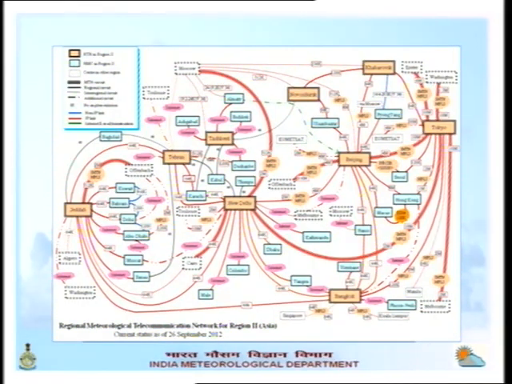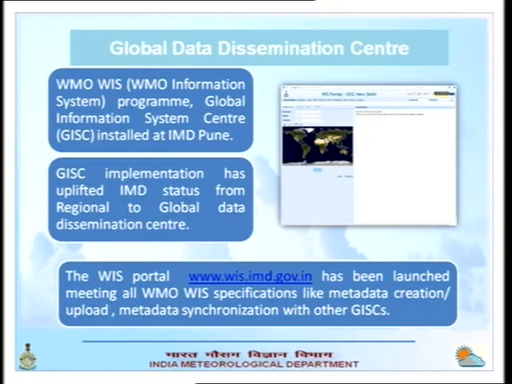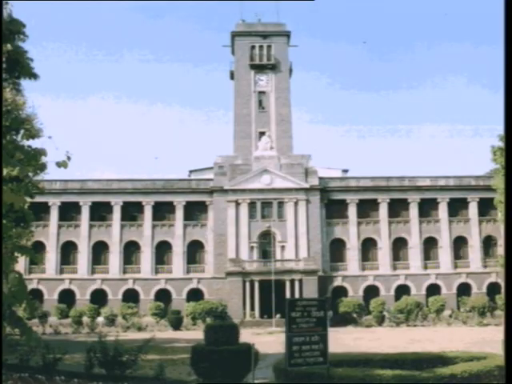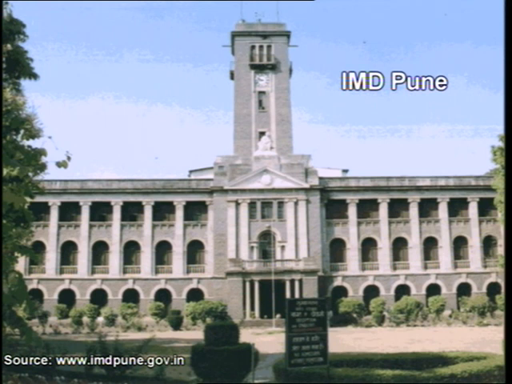This network which I am showing is only for the Asia region, that is the RA2 region of the World Meteorological Organization. We have 6 such regions which are operating, and this is under the compliance of the World Meteorological Organization, which we call the WMO Information System, WIS, and India has a global data dissemination center which we have located at IMD Pune.